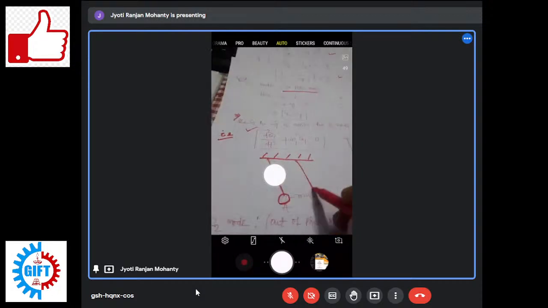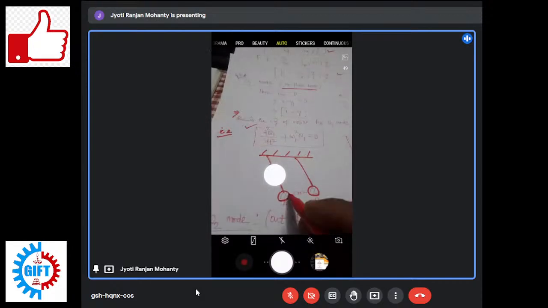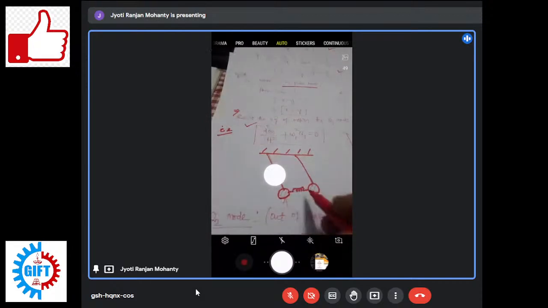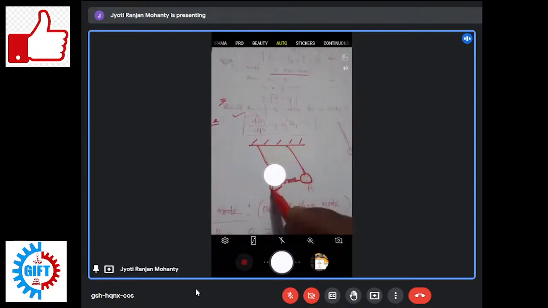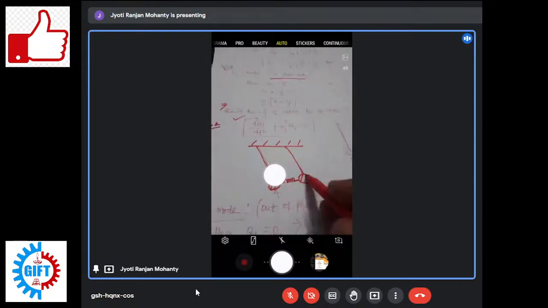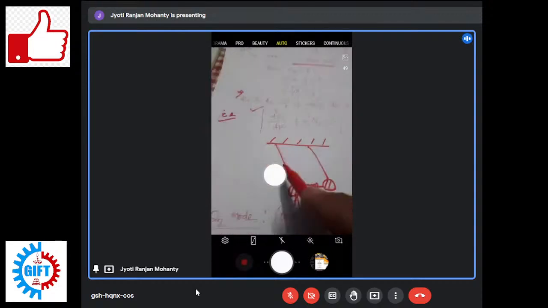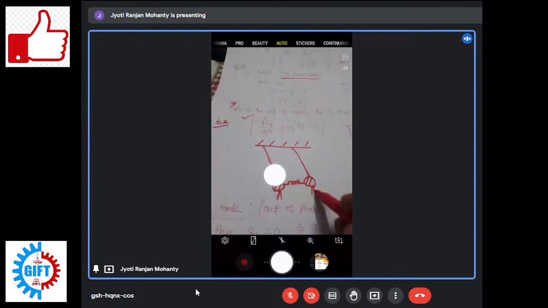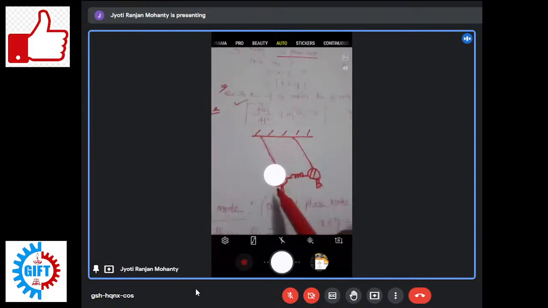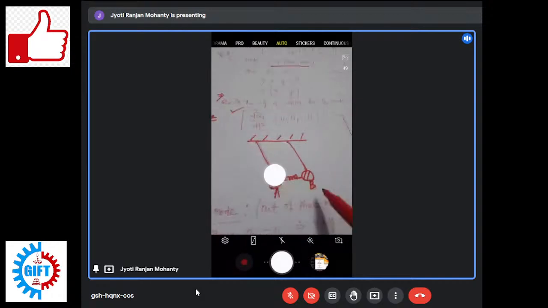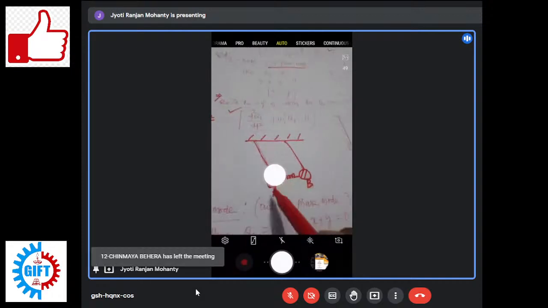This is the second string. Bob is attached here. And both the bobs are connected by a spring. This is pendulum A. This is pendulum B. So the strings will be parallel, so that whatever the distance covered by pendulum A equals that of pendulum B, and both are in the same direction.